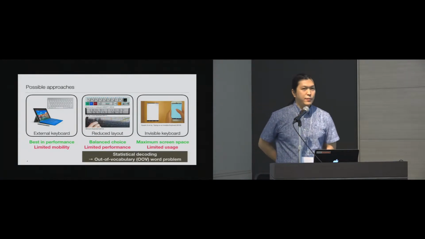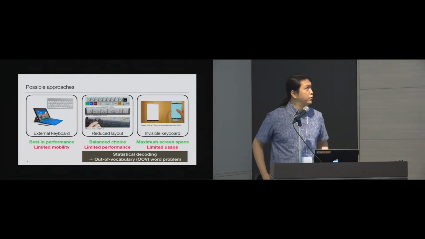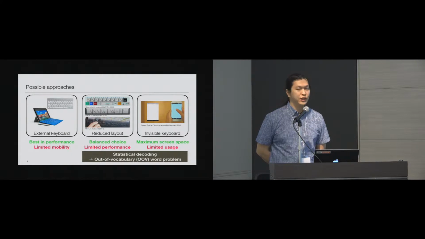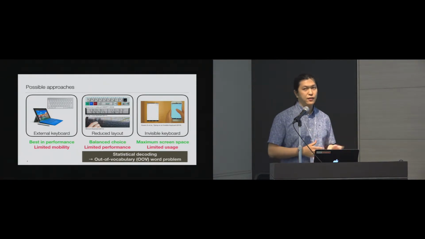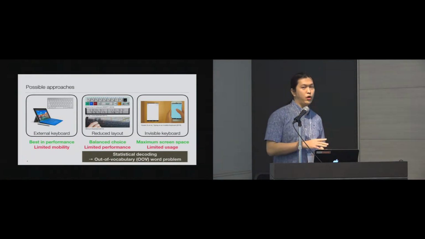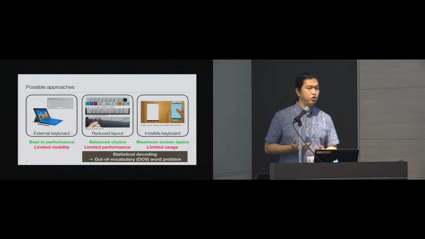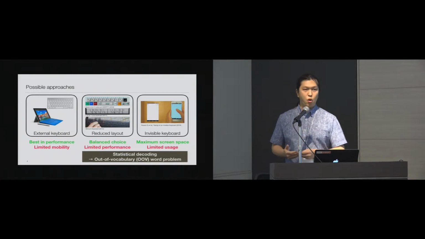So there are many remedies already tried so far. One very obvious example is using an external keyboard. However, the external keyboard is not always available, and it is an extra device which you need to carry. The other approaches are using statistical decoding. For example, a reduced layout reduces the keyboard layout into 1 or 2 lines, and multiple keys are assigned to one key. And they disambiguate between letters by statistical decoding.